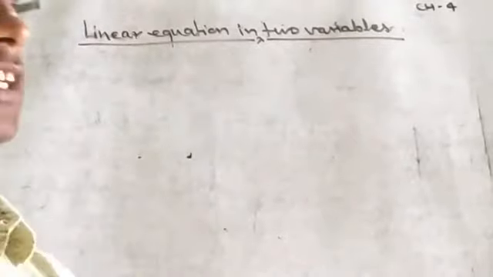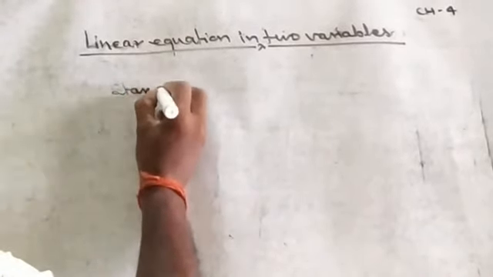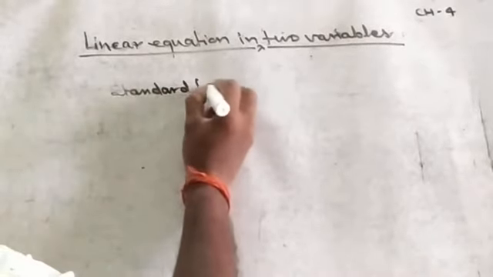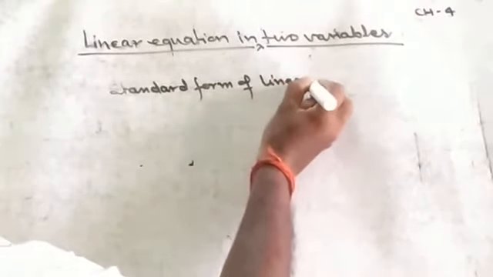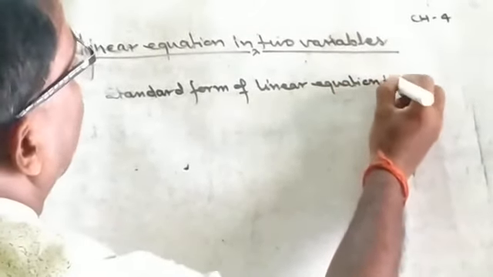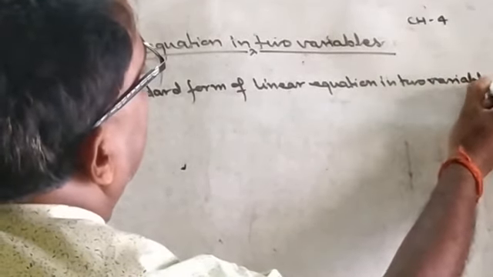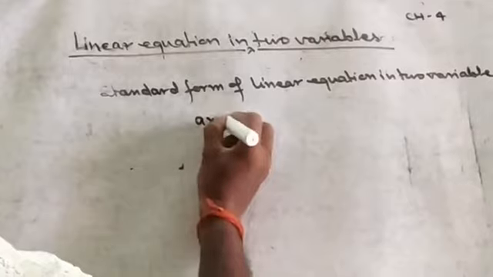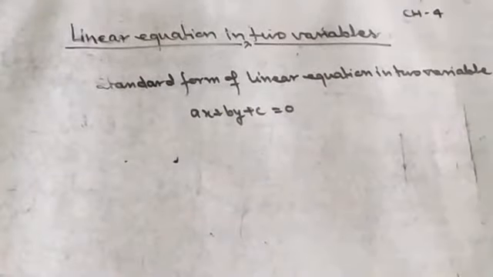Linear equation in two variables. All of you know the standard form of linear equation in two variables. What is it? ax plus by plus c is equal to 0. This is a linear equation in two variables.